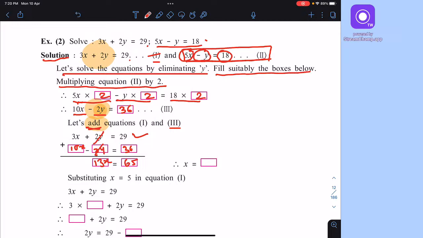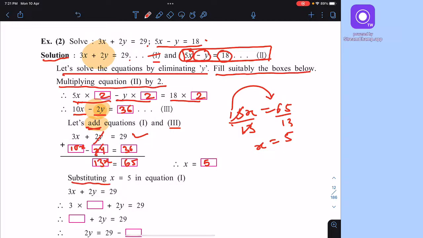Now 13x is equal to 65. We want the value of x. Either you can say this 13 is transposed to that side, or you can say dividing both sides by 13. Both amount to the same. So 13 cuts here. So x is equal to 65 divided by 13. 13 5s are 65. So you are getting x is equal to 5.